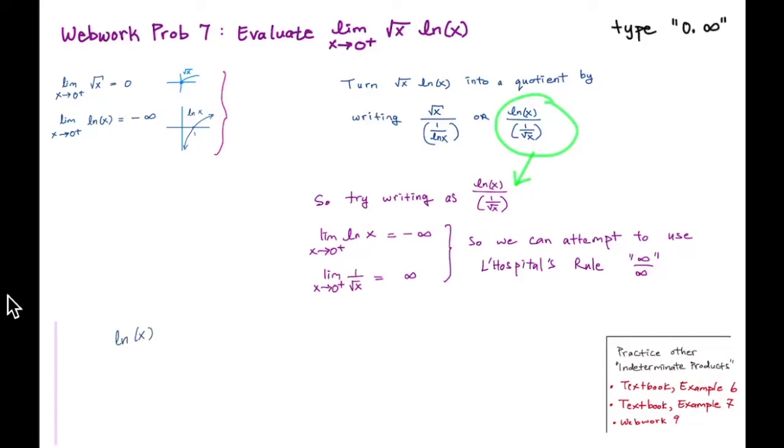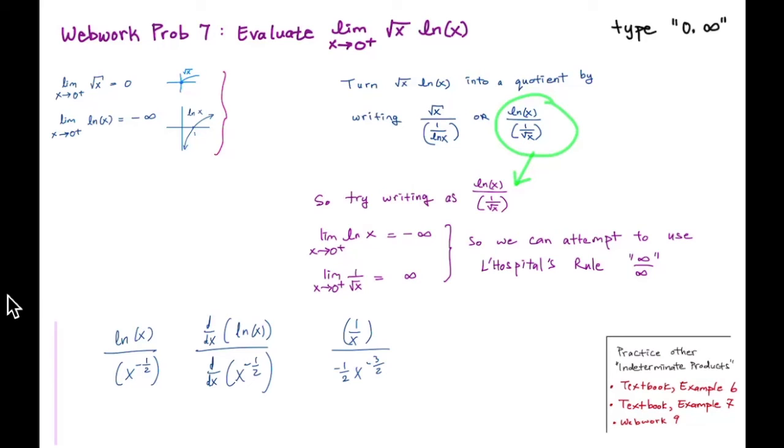So first I write down the quotient, and I compute the derivative of the top function over the derivative of the bottom function. The derivative of natural log is 1 over x, and the derivative of the bottom function is negative 1/2 x to the negative 3/2. And let me simplify this a little bit.